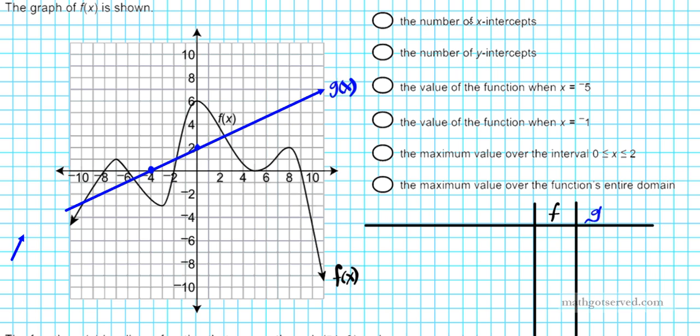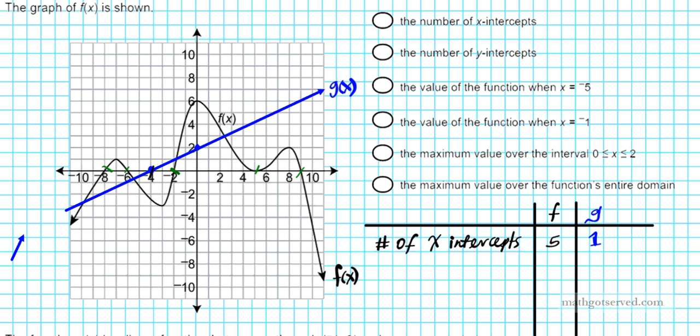Let's start with the first point. It says a number of x-intercepts. Let's write that down. Now, how many x-intercepts does F have? What on earth is an x-intercept? Those are the points where the graph intersects the x-axis. So we have 1, 2, 3, 4, 5. So we have 5 intercepts for F. How about G? Exactly 1. So we have 1 for G.